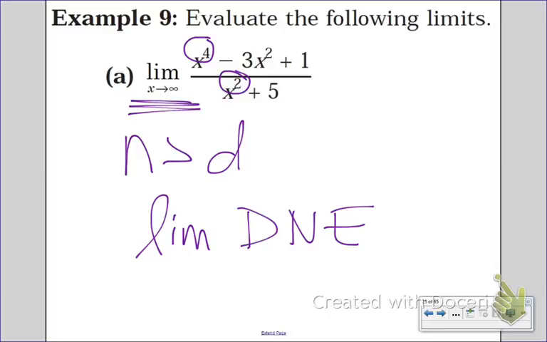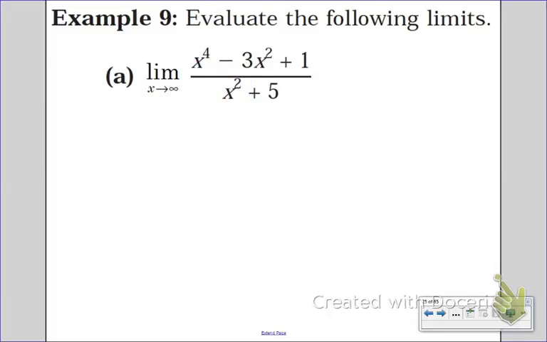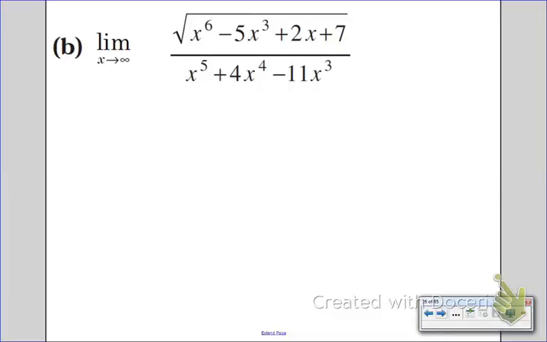Essentially what that means is because there are no horizontal asymptotes, it doesn't follow a specific number. That's why the limit does not exist. So it's either going to go to positive infinity or negative infinity. It's not going to follow any specific number. All right. What about this one?